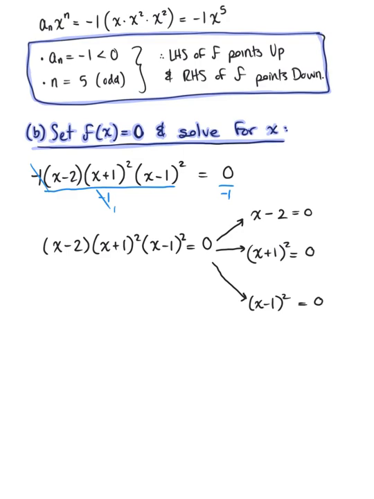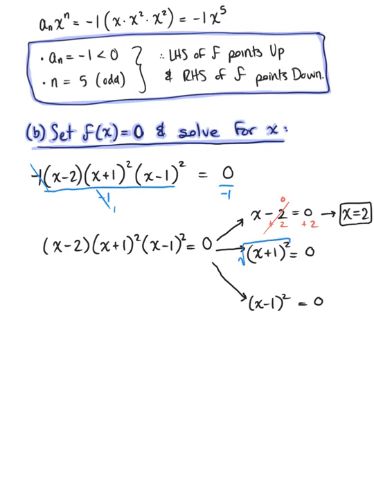Case number 1, to isolate x, we are going to add 2 to both sides of the equation. So minus 2 plus 2 cancels itself out to 0, and we see our first zero is x equals 2. Woohoo!